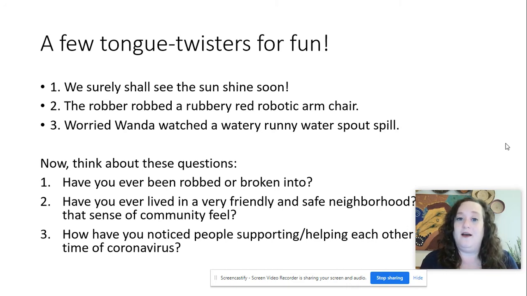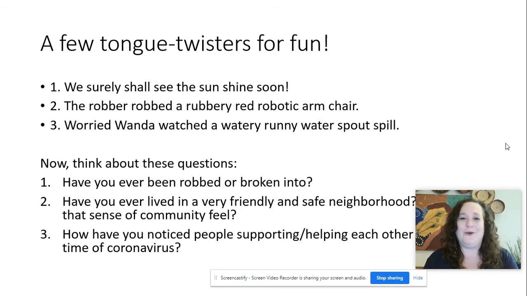Worried Wanda watched a watery, runny, watery, runny. The hard part is the RY connecting with the runny, with the R on runny. Water spout spill. Okay, good. One more time. Try it to yourself. Worried Wanda watched a watery, runny water spout spill. Again, worried Wanda watched a watery, runny water spout spill.